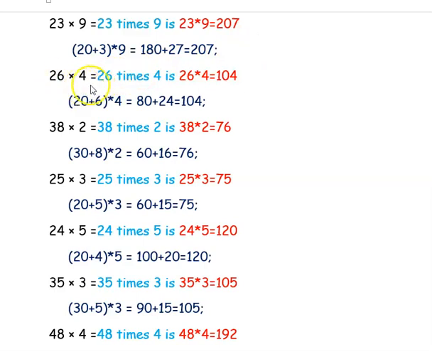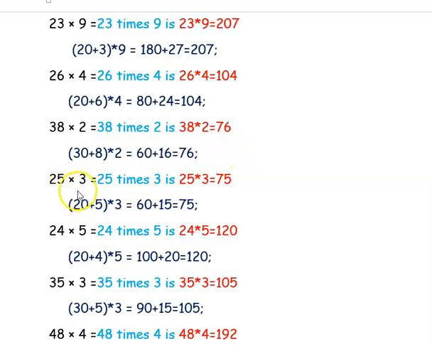Next is 26 times 4. That is 26 into 4. So 26 can be written as 20 plus 6 into 4. So 4 into 20 is 80 plus 6 into 4 is 24. So 80 plus 24 is 104. So 26 into 4 is 104. Next is 38 into 2. So 38 can be split as 30 plus 8 into 2. So 30 into 2 is 60 plus 8 into 2 is 16. So 60 plus 16 is 76. So 38 into 2 is 76.